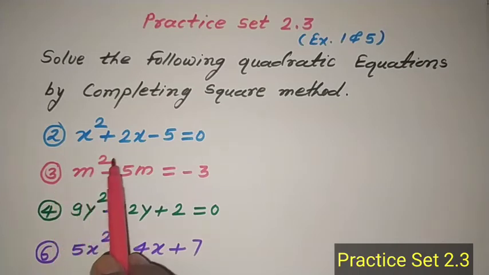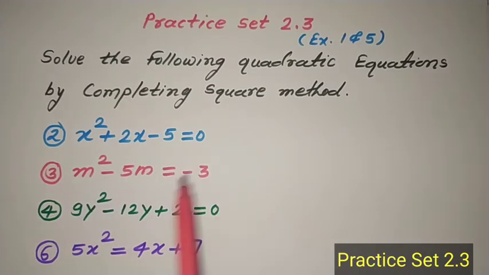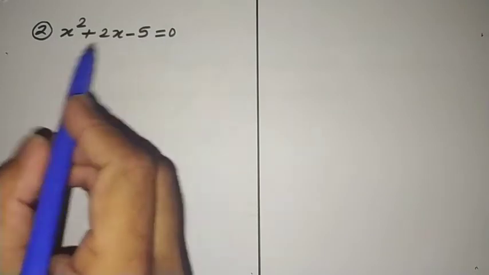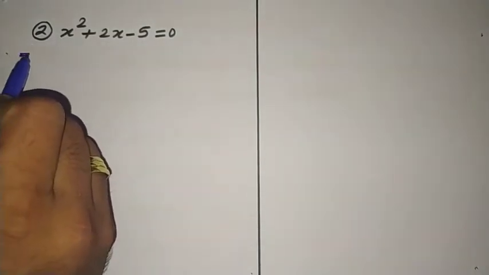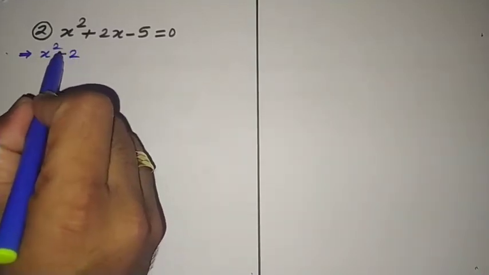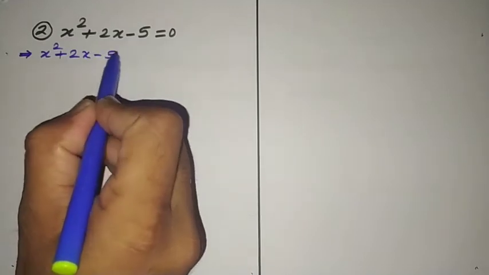Second example, x square plus 2x minus 5 is equal to 0. Third, m square minus 5m is equal to minus 3. Fourth, 9y square minus 12y plus 2 is equal to 0. And sixth, 5x square is equal to 4x plus 7. Let's see example 2. x square plus 2x minus 5 is equal to 0. Write down first the equation in the standard form. This equation is in the standard form.